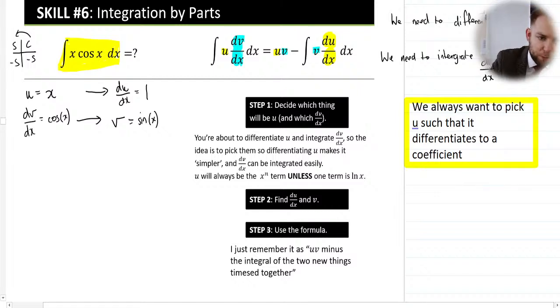And then we're going to sum all of this into this part here, which is uv minus the integral of v du by dx with respect to x.